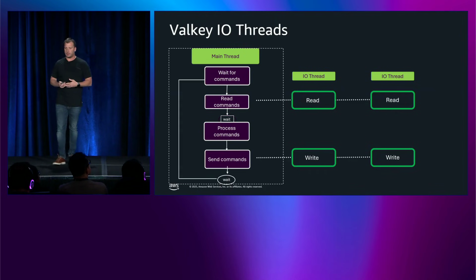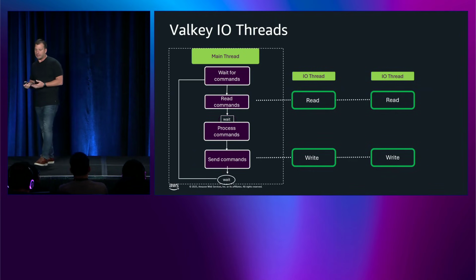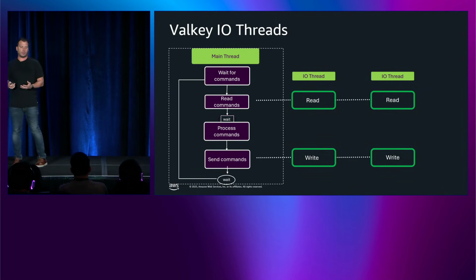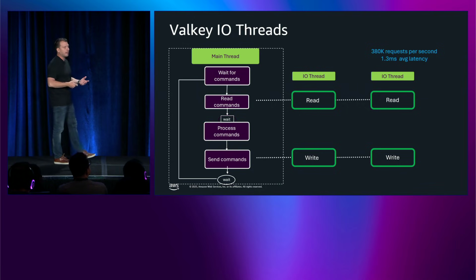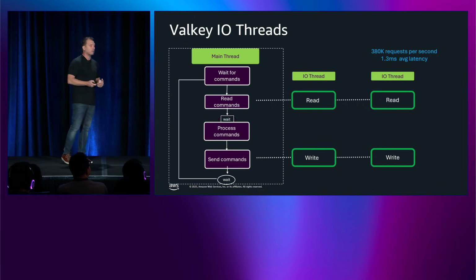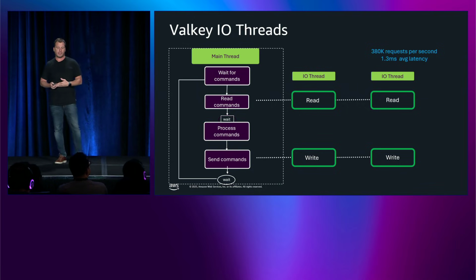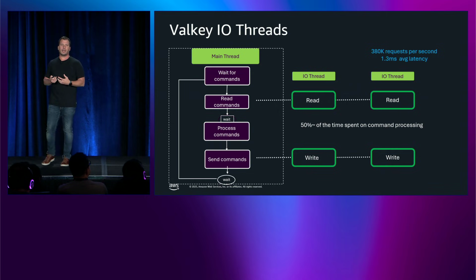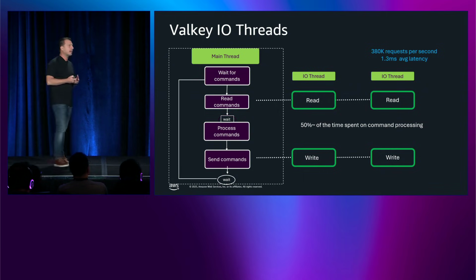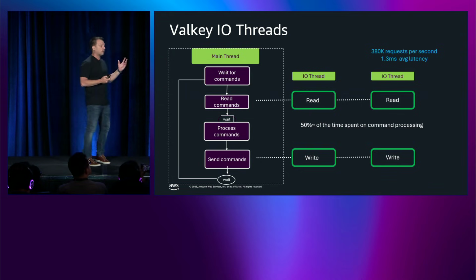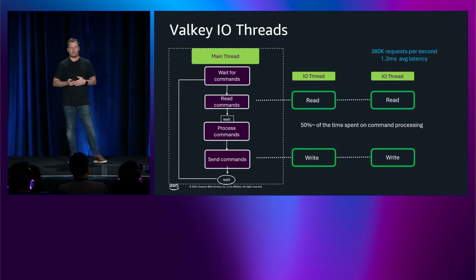Later, Valkey introduced the I/O threads. The main idea behind the I/O threads was to offload all the I/O requests to the I/O threads themselves. A simple idea, and it doubles the performance, almost 400K requests per second. And this time, we are now more busy on processing commands. 50% of the time, the process itself was busy on that stage.